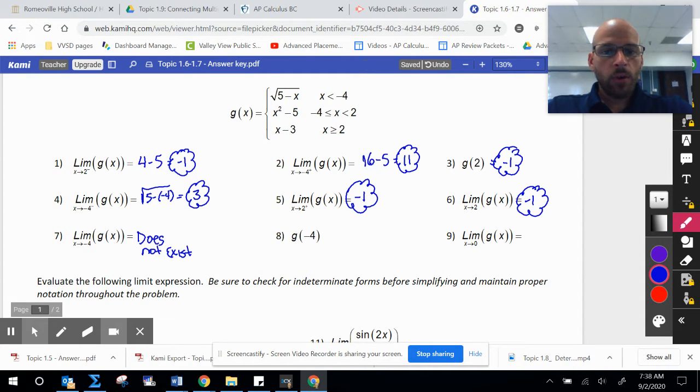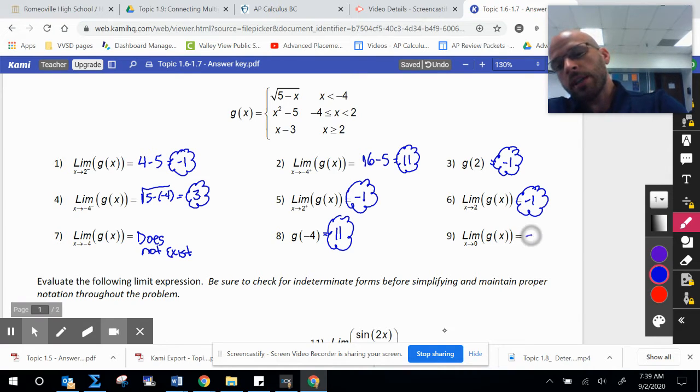And g of -4 does, however, because in the middle we can see that it's equal at -4. So if I plug in a -4 here, -4 squared is 16. 16 minus 5 is 11. Okay. And then last but not least, the limit of g of x as x approaches 0. Well, 0 would be in the middle piece that would fall between -4 and 2. So if I plug 0 in, I would get a negative, excuse me there, 5. Okay.